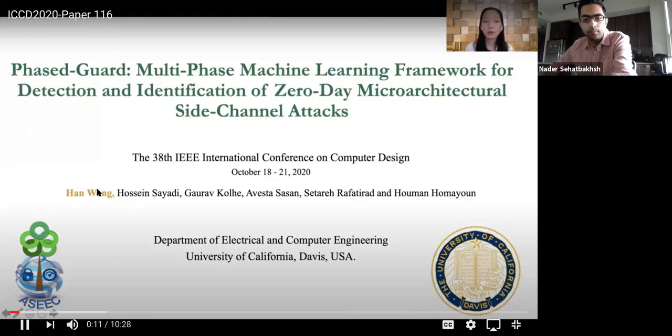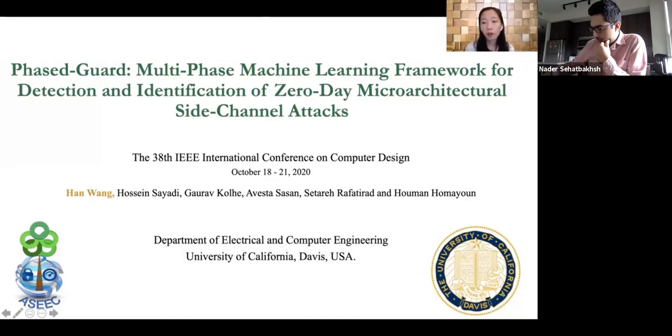I'm from the University of California at Davis. Today, I'm going to present our work, FaceGuard, a multi-phase machine learning framework for detection and identification of zero-day microarchitectural side channel attacks.